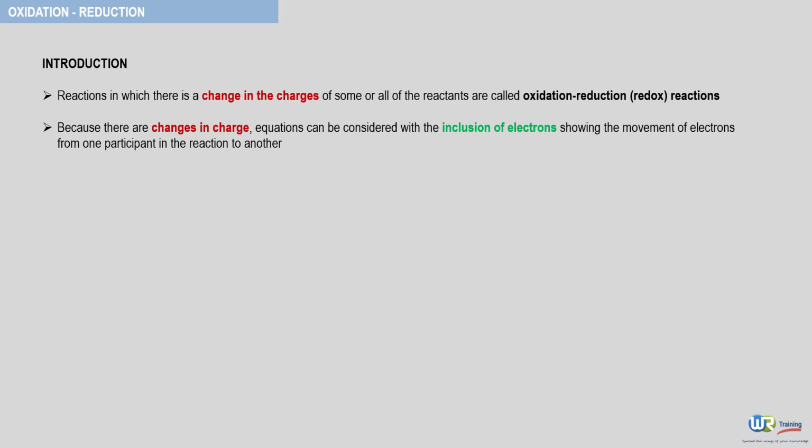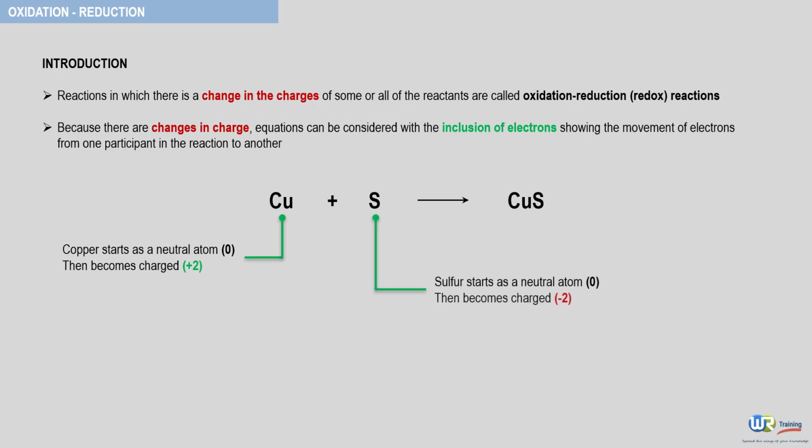The reaction of metallic copper and sulfur is an example of an oxidation-reduction reaction. During the reaction, copper starts as a neutral atom and becomes charged +2. At the same time, sulfur, also a neutral atom on the left, becomes charged -2. Notice that one of the reactants increases in charge from 0 to +2, while the other reactant decreases in charge from 0 to -2.